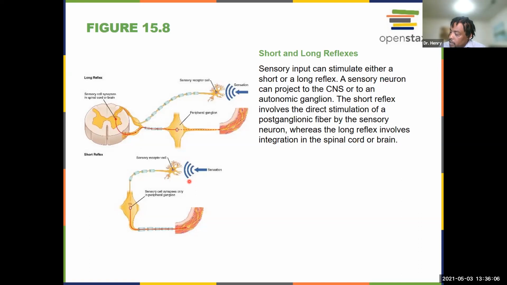Okay. Is that a little clearer? Yes. Okay.